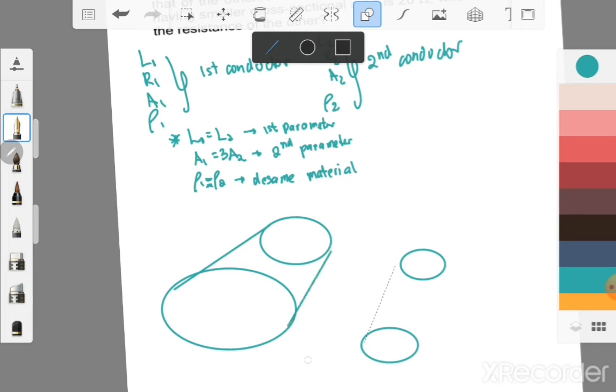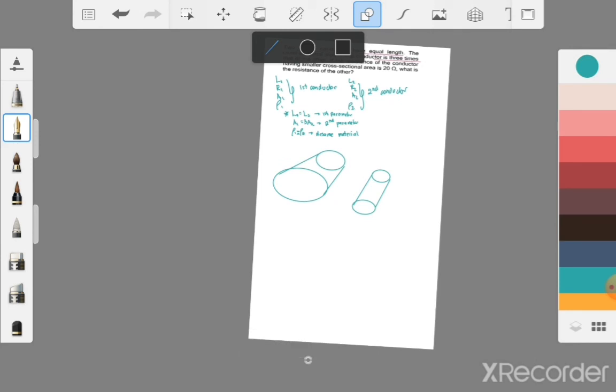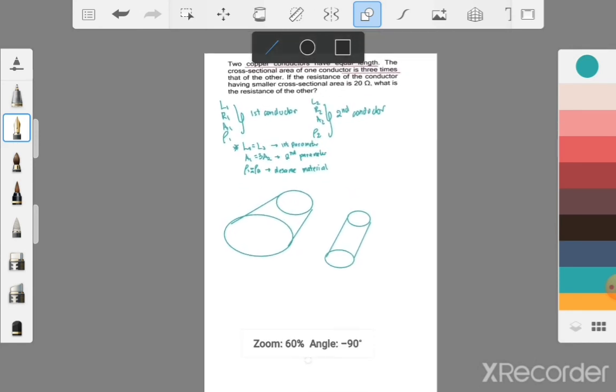Let's say this will be our length 1 and length 2. Length 1 and length 2 are equal, therefore L1 is equal to L2 and area 1 is equal to 3 times area 2. Take note that these parameters will help us solve the problem easily. If the conductor having the smaller cross-sectional area is 30 ohm, what is the resistance of the other? So which conductor has the smaller resistance?